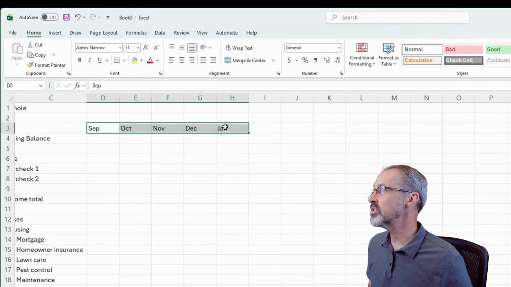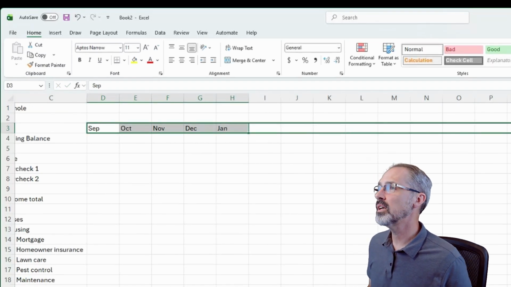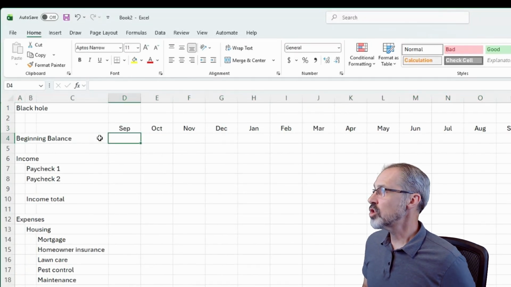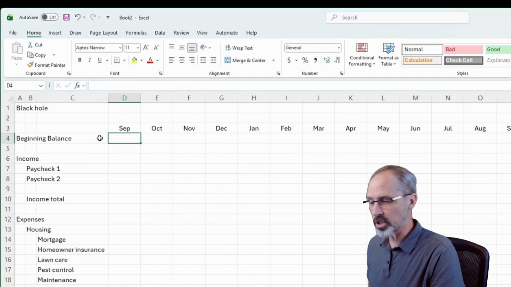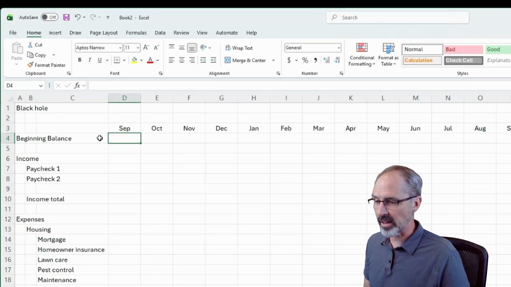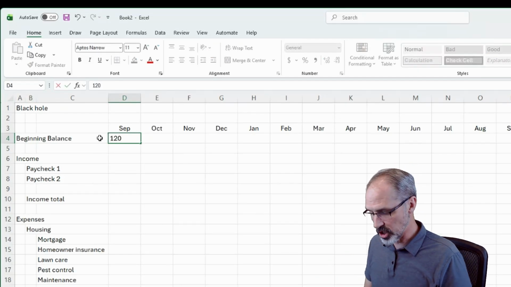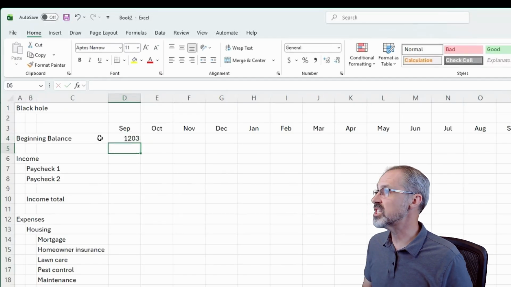All right, let's pull this across. We're going to center that. Okay. So in this case, these people's beginning balance in the account that we're tracking here is 1203. So that's what we stick right in there.